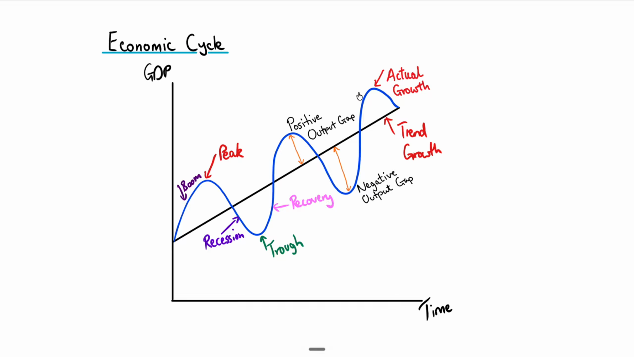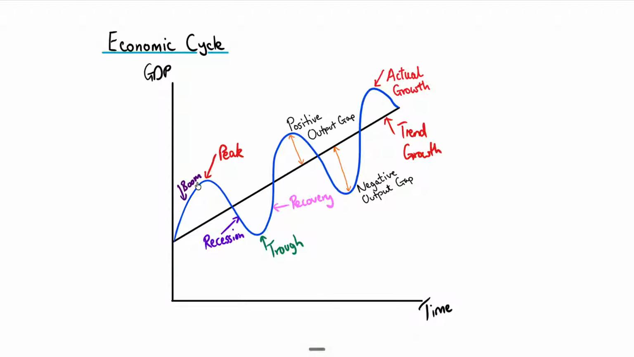Now, actual growth means the changes in real GDP. The trend rate of growth is the amount of growth the economy can experience sustainably. In other words, the trend rate of growth is the amount of growth the economy can experience without demand pull inflationary pressure.